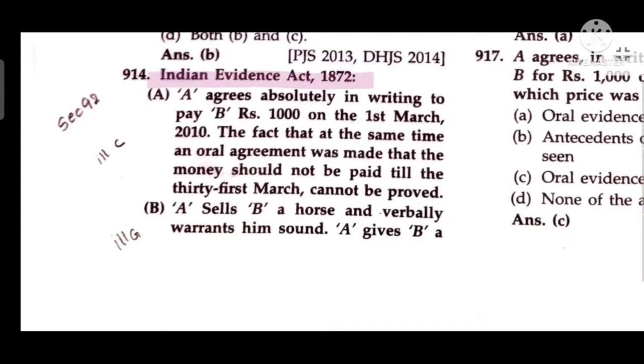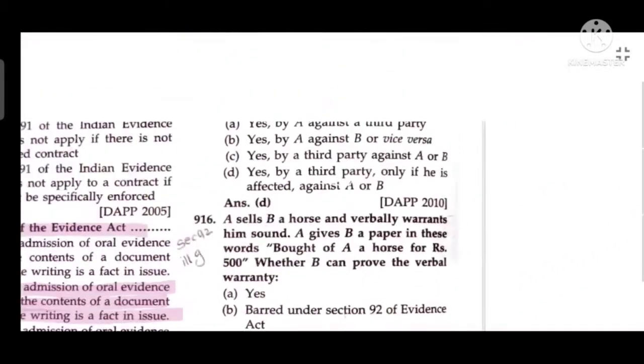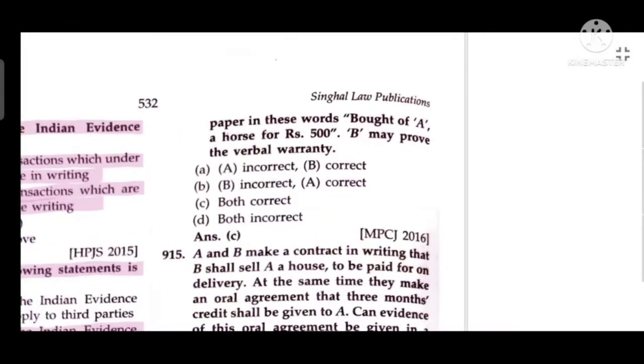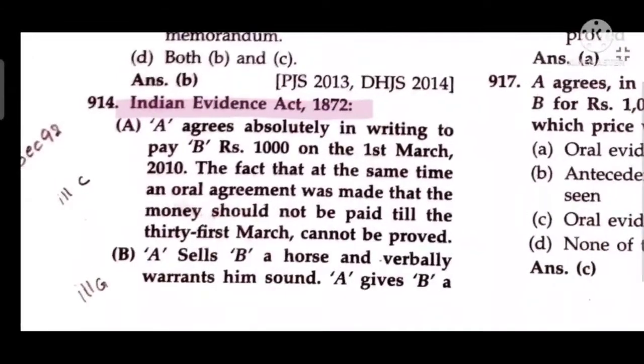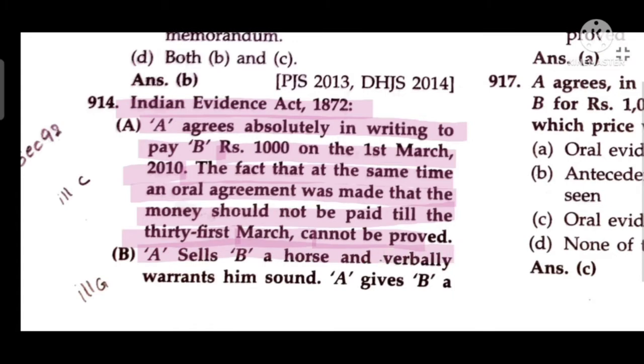Indian Evidence Act, 1872. A agrees absolutely in writing to pay B rupees 1000 on the 1st March 2010. The fact that at the time the oral agreement was made, the money should not be paid till the 31st March, cannot be proved. A sells B a horse and verbally warrants him sound.